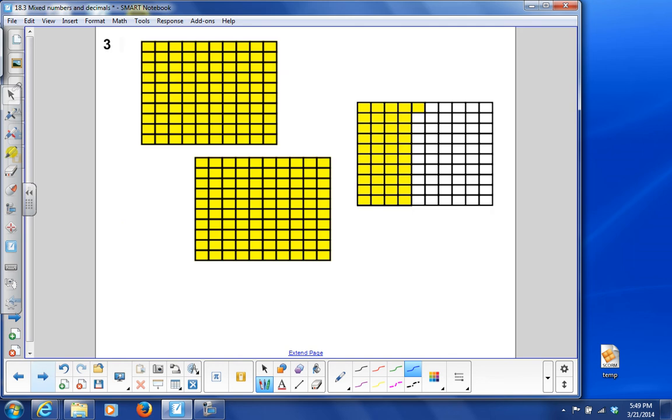Here's another one. I got one here and one here. Then I have hundredths. Okay, I have 10, 20, 30, 41 hundredths done here. So I'm going to add these two together. I've got 2 whole ones, 41 hundredths, which looks like this. Easy peasy.